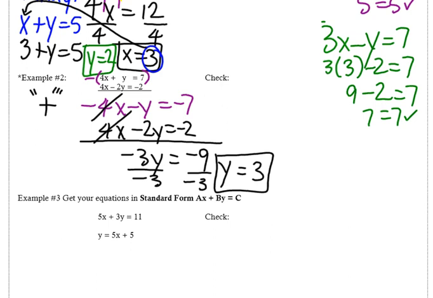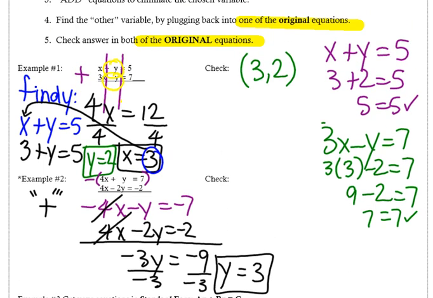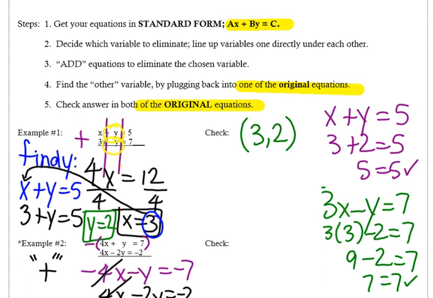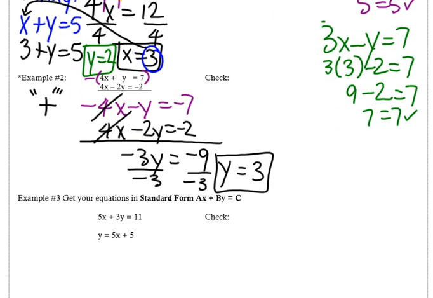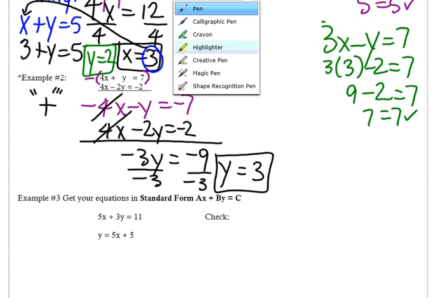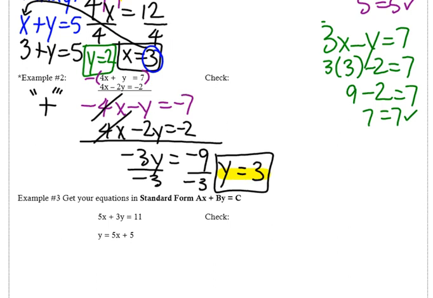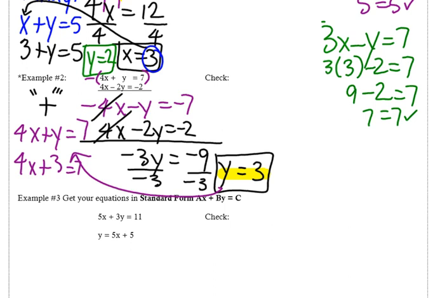Okay, so now let's go back to step 4, where we're finding the other variable, and I'm plugging this y equals 3 into one of the original equations. Let's come on over here. I didn't leave a lot of space. So 4x plus y equals 7. I found my y, so 4x plus 3 equals 7. 4x equals 4. X equals 1.